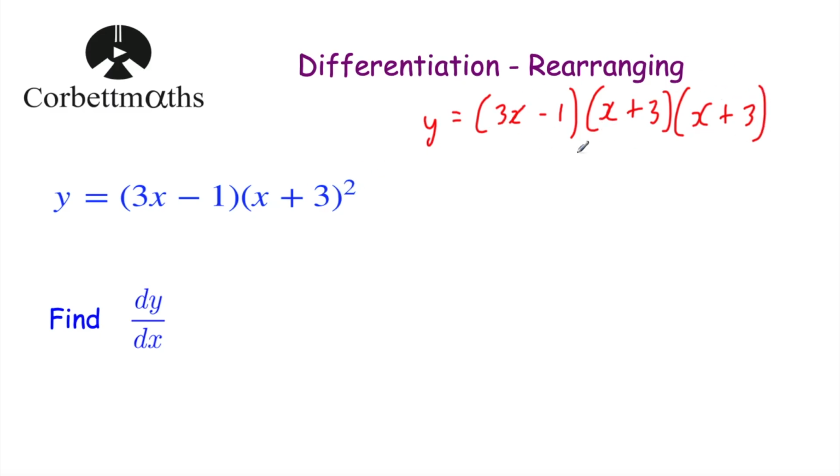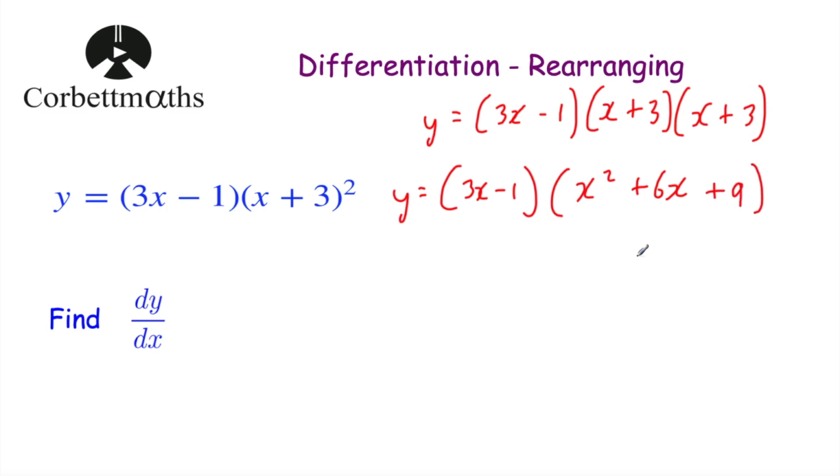Now we need to expand these three brackets. So y is equal to, and I'm going to expand these two to begin with, so I'm going to keep the 3x minus 1 at the front. And when you expand these two brackets, you're going to get x times x is x squared, x times 3 is 3x, plus another 3x, that's going to be plus 6x, and then plus 9. You should be at this stage, whenever you're doing GCSE Further Maths, able to expand those brackets quite easily. Okay, now we're going to expand these brackets.